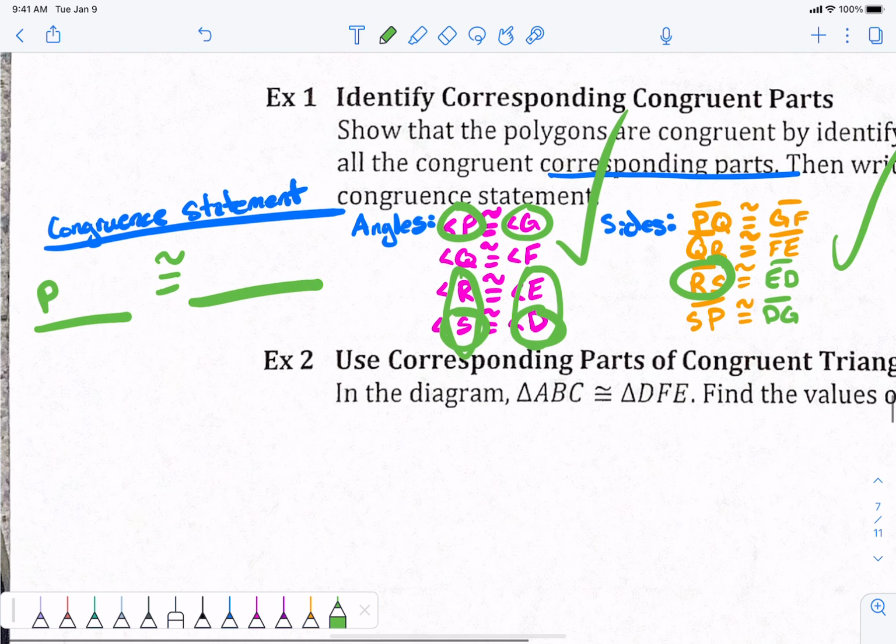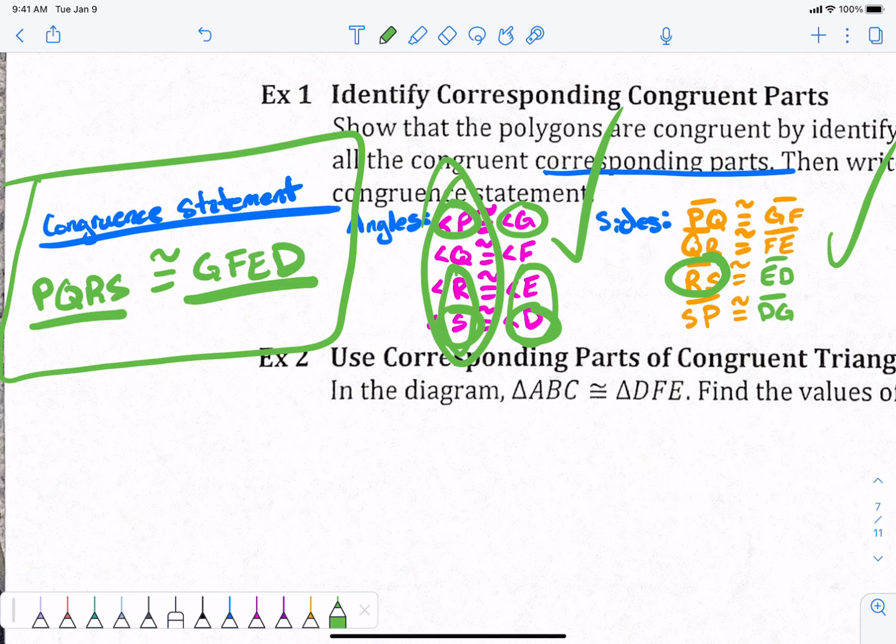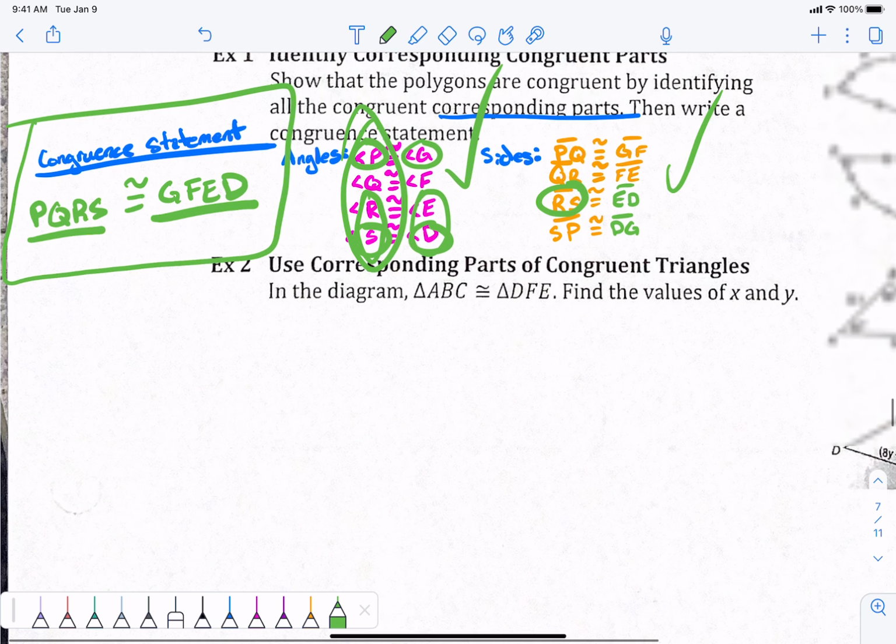So we would say just like P, Q, R, S. We could have gone backwards. We could have gone R, S, Q, P. Doesn't matter. We just have to make sure that they line up. So if we go P, Q, R, S, we would have to go G, F, E, D. Yep. That's a congruence statement. We're stating that those are the way that it goes in that order. Okay? Good? All right, example 2.